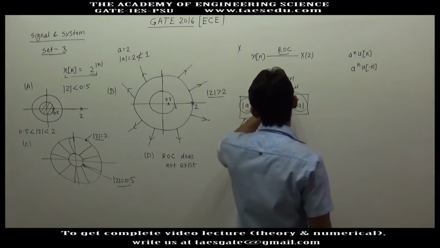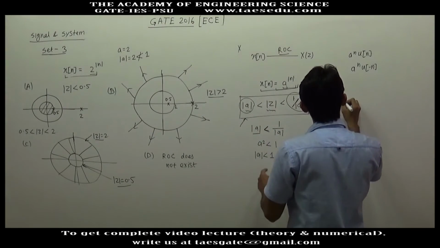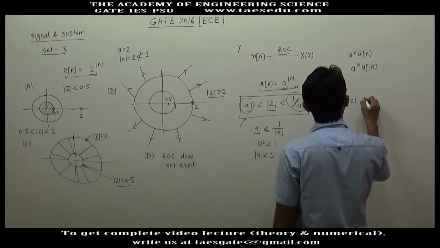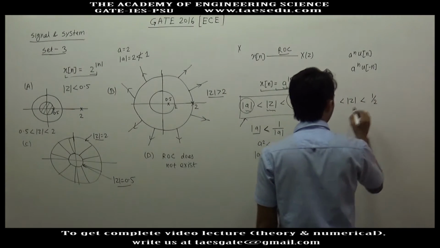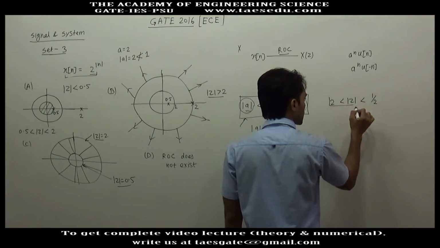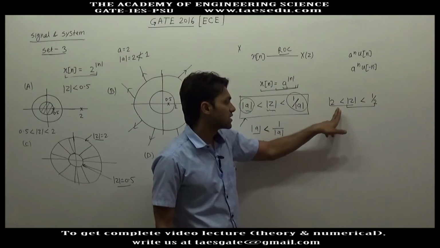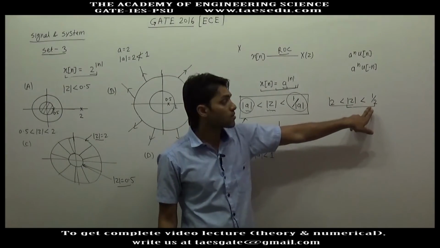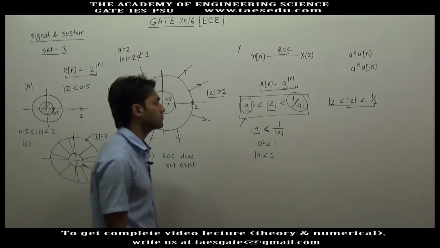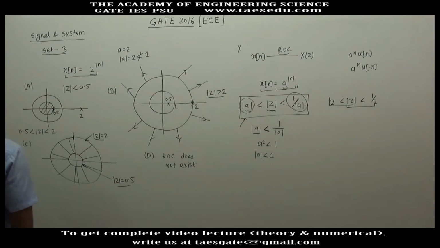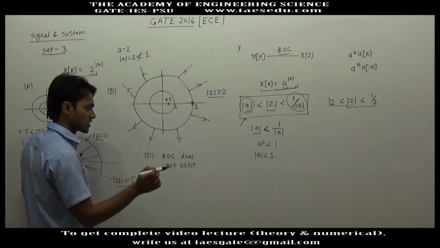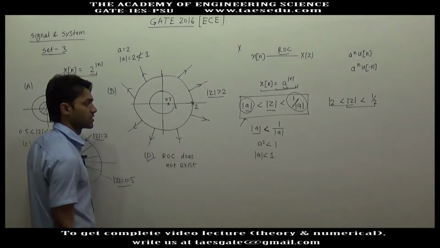If you put a equal to 2, mod z has to be greater than 2 and less than 1 by 2. These two conditions cannot exist simultaneously. If mod z is greater than 2, it has to be greater than 1 by 2 also. So for this signal, the ROC of the Z transform will not exist. That option will be correct.